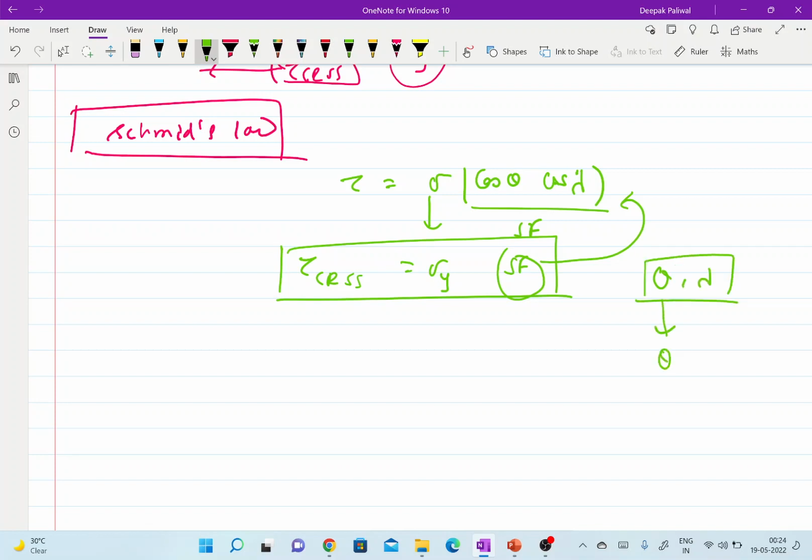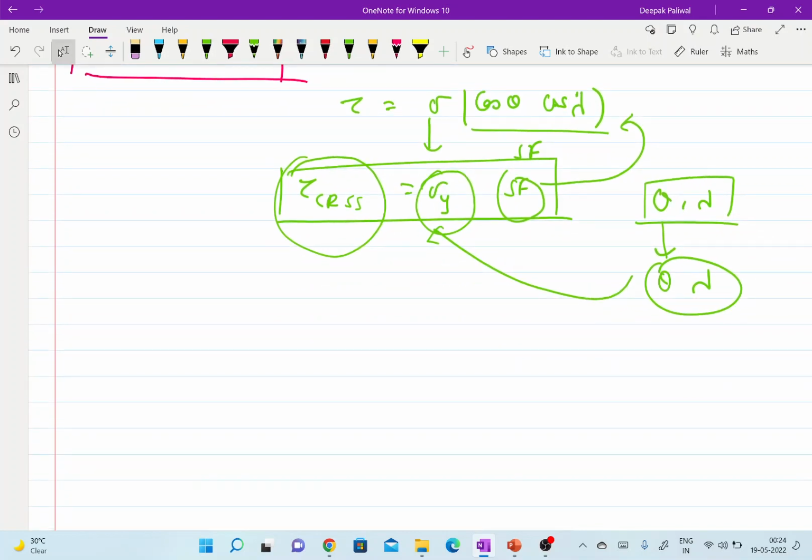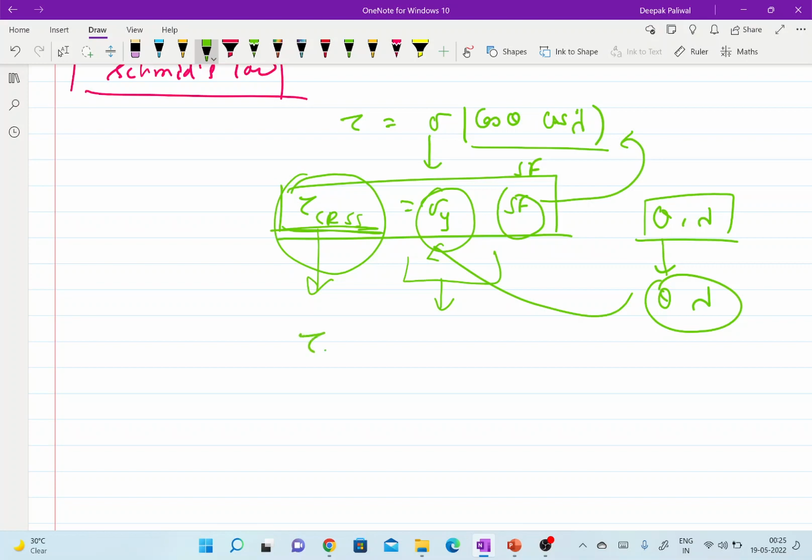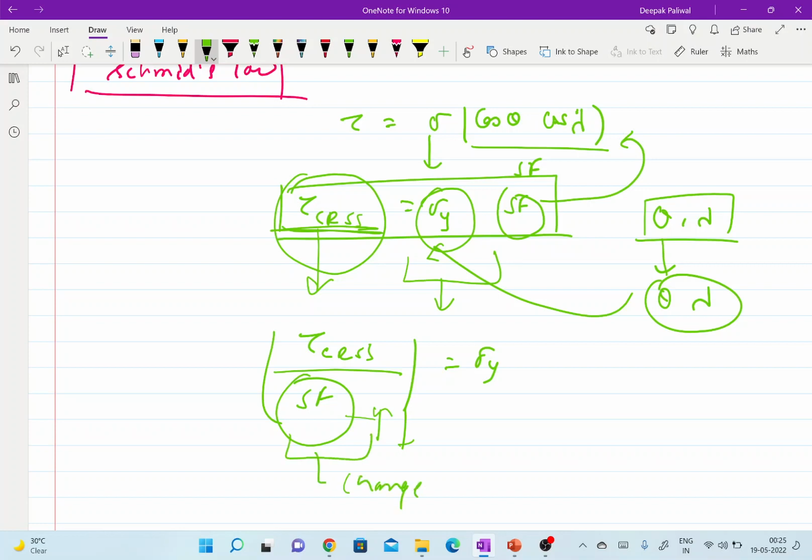So when we change the theta value and lambda value, what would change, sigma y or tau CRSS? Because sigma y is a material property, tau CRSS is also a material property. A lot of experimentation was performed by Schmid, and he concluded from his experimental work that the critical resolved shear stress value for a particular plane is a constant quantity, and the only variable is sigma y. That means tau CRSS divided by the Schmid factor is equal to sigma y. A change in the Schmid factor will give changes in sigma y, and tau CRSS is a constant quantity.